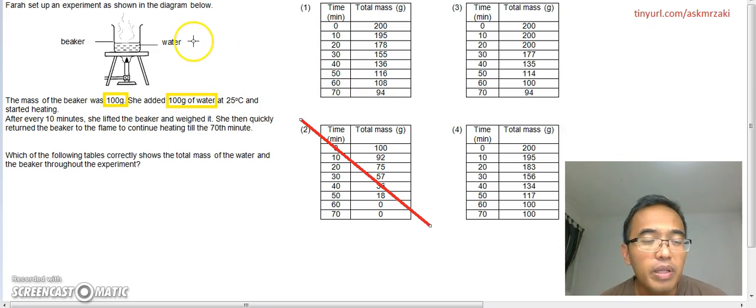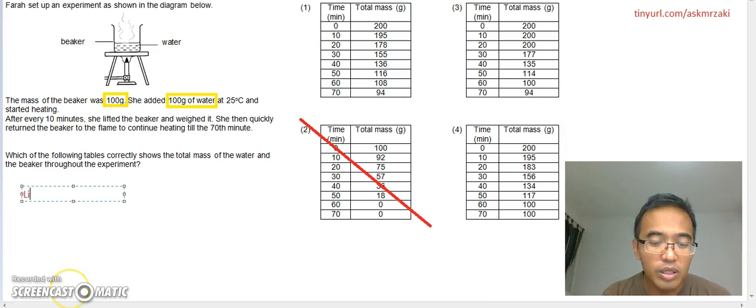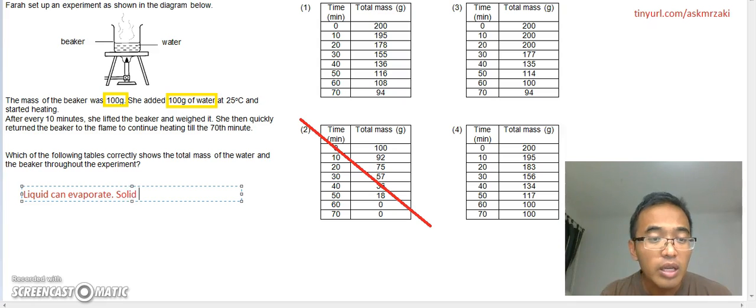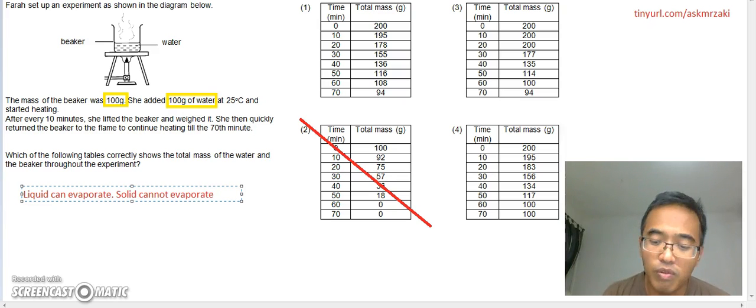Okay. Now please do remember that liquid can evaporate, right? The water here can evaporate. But the solid cannot evaporate, right? Not at this temperature. Even if it wants to evaporate, it will first become a liquid first, right?